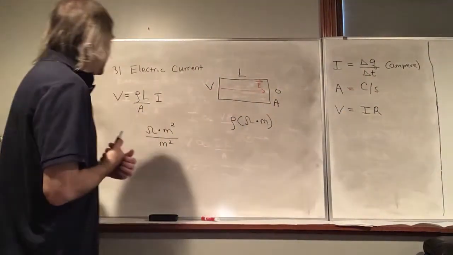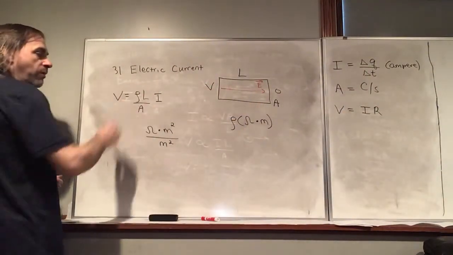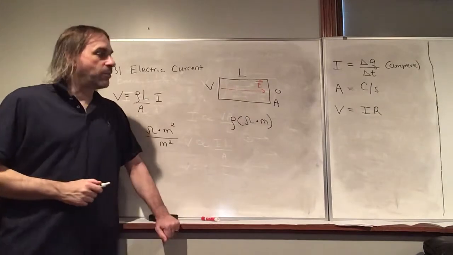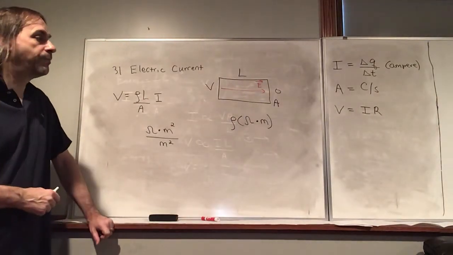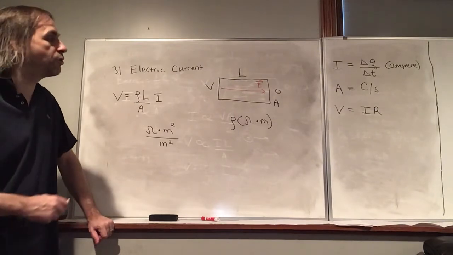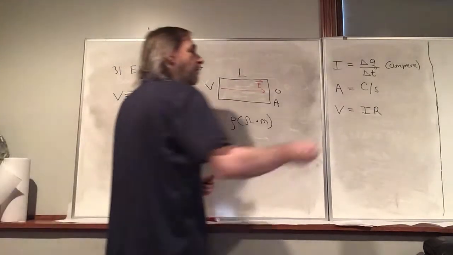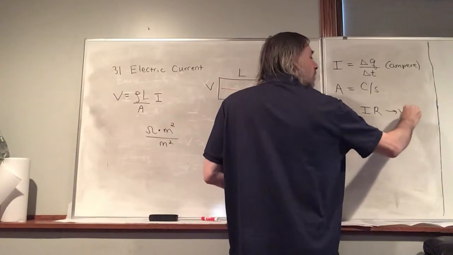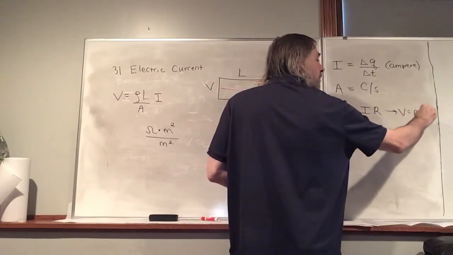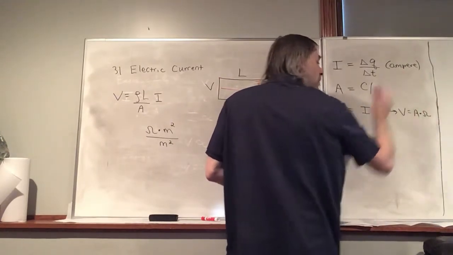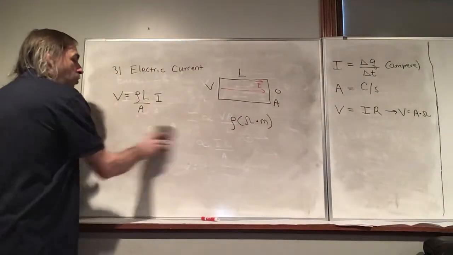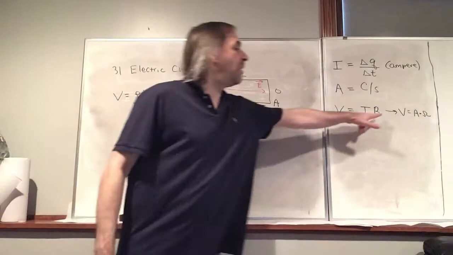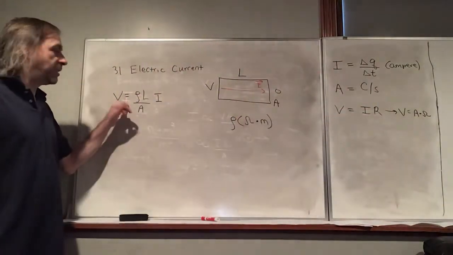This rho L over A, we call that the resistance and use the capital letter R for resistance, which is measured in ohms. So from this we have a volt is equal to an amp times an ohm. Okay, and that's called Ohm's law, and this is what we use more often than this one.